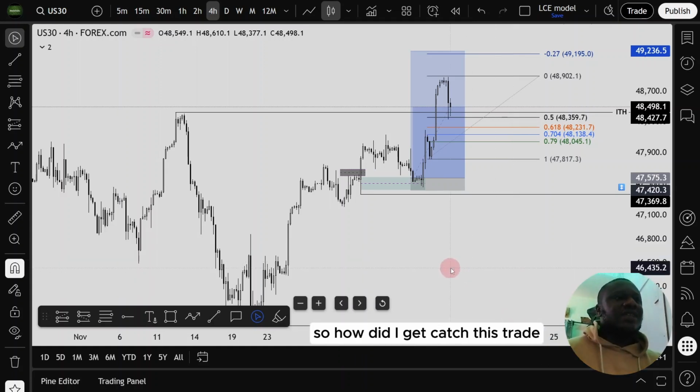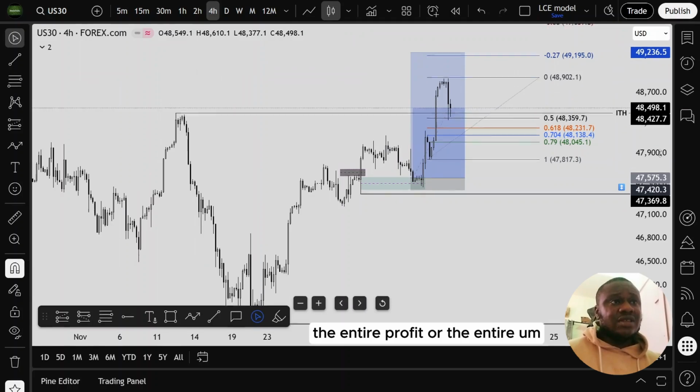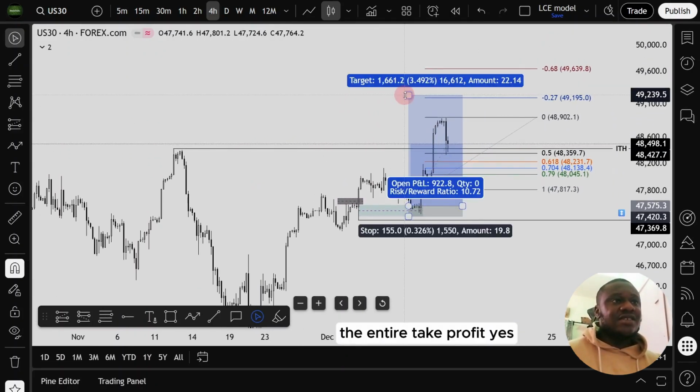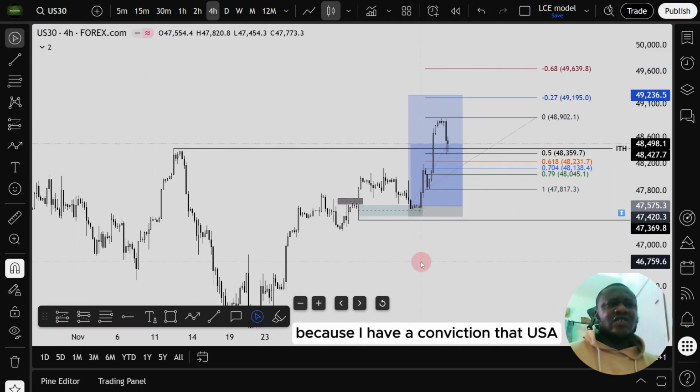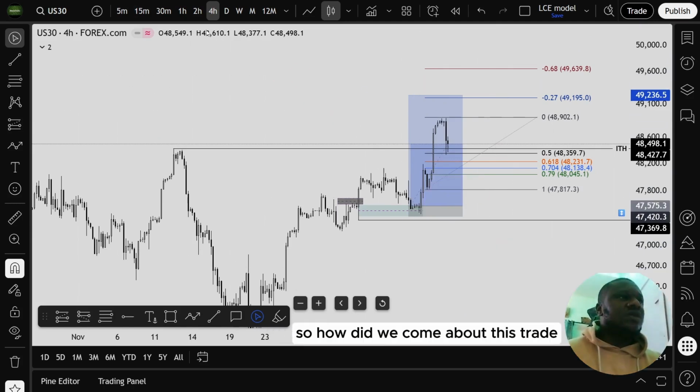All right, so how did I catch this trade? It's still on, by the way. I'm looking to take the entire take profit. Yes, I could even extend because I have a conviction that USDT is still going to buy some more. So how did we come about this trade?